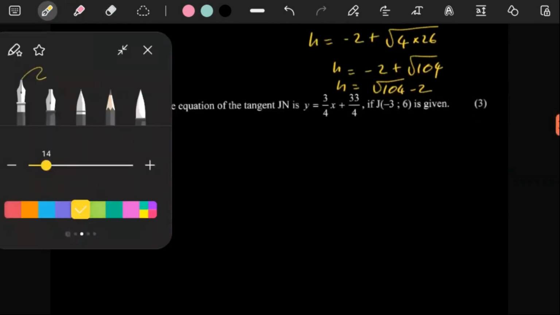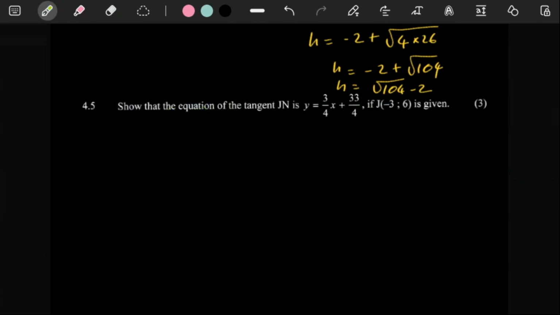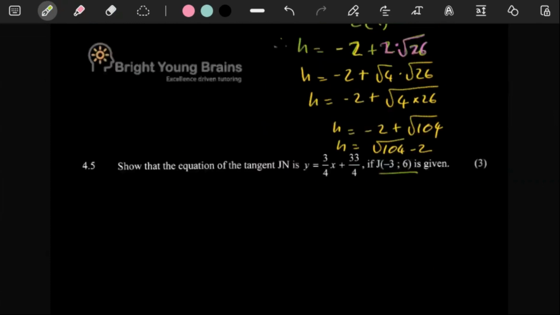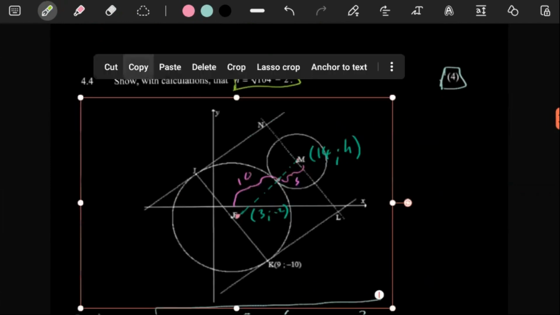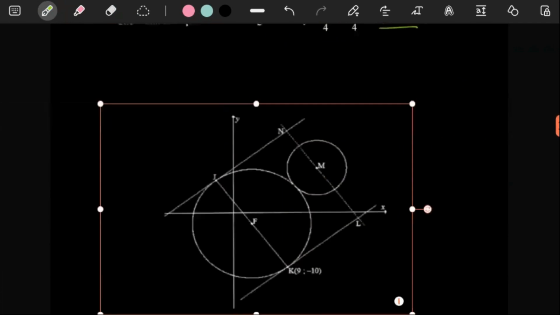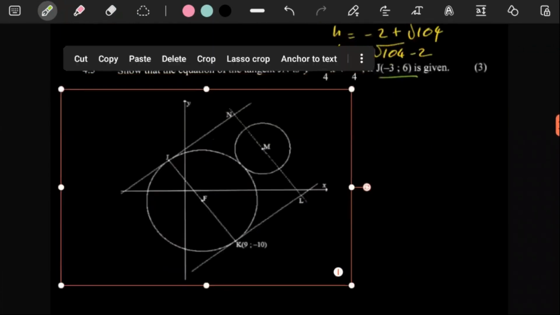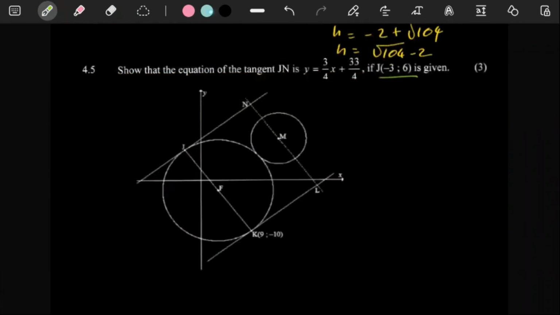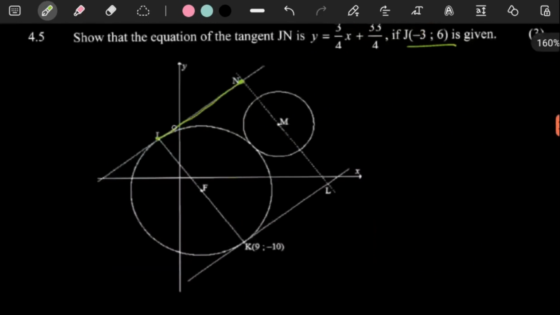Let's move on. 4.5 says, show that the equation of the tangent Jn is this, if J is this coordinate. Oh well, let us get our picture, because if you can see your picture, you will be able to answer the question easily. So where's Jn? There's Jn here. So they want us to get the equation of Jn. They've given us the coordinate of J, which is good.